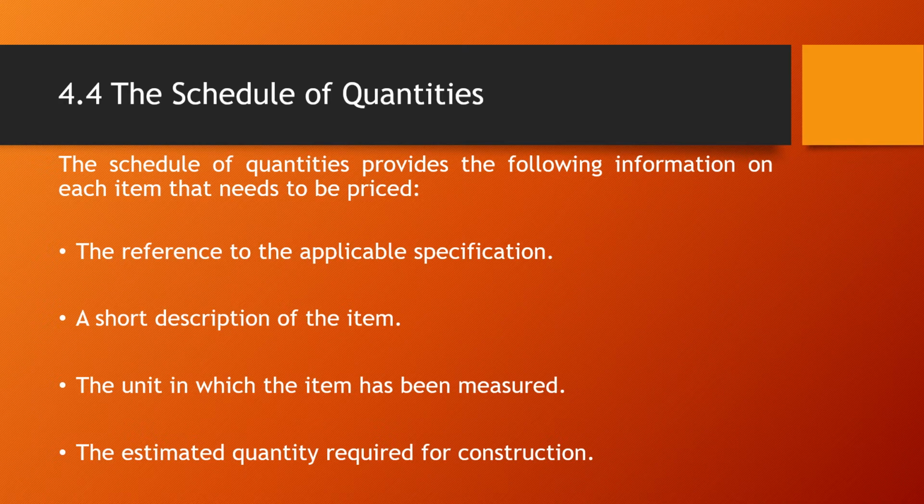And then what you have to do is to calculate the rate. You get a column for the rate. That's the one that you have to calculate, and then you take the rate, multiply it by the quantity, and then you will get your final amount.